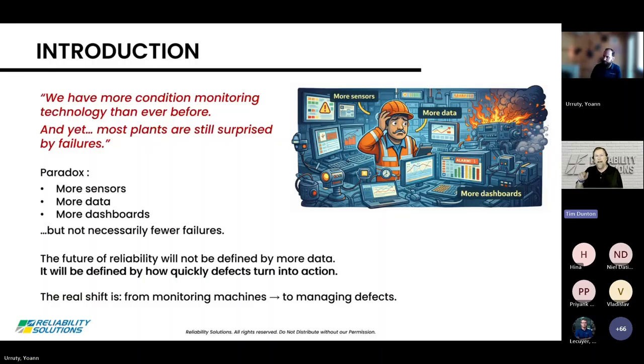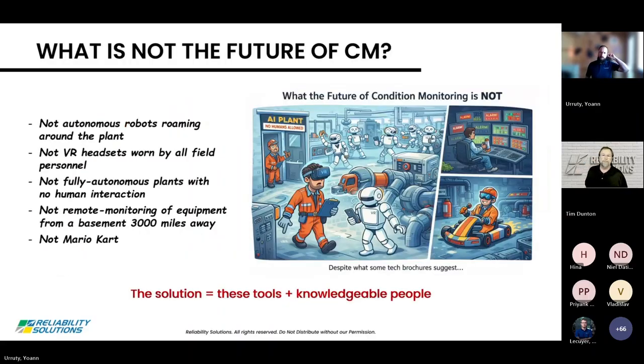Exactly. The bottom line, guys, until we learn how to deal with that data and utilize it and create actionable items out of it, it's never going to see value. Absolutely. So how do we quickly turn this data into actions? What is not the future of condition monitoring?